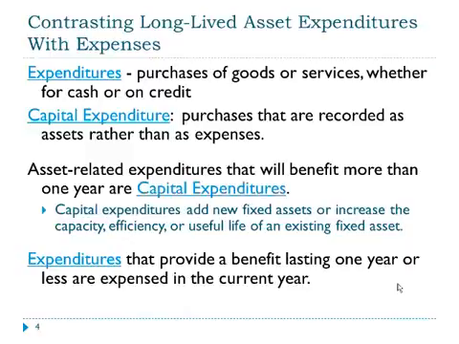Let's get some terminology down. Expenditure is the name for a cash outflow for the purchase of goods or services, whether it's cash or perhaps credit. A capital expenditure is a particular kind of expenditure. These are purchases that are recorded as assets rather than being simply expenses. Asset-related expenditures that will benefit more than one period are called capital expenditures. Capital expenditures add new fixed assets or increase the capacity, efficiency, or useful life of an existing fixed asset. That's the principle that we're going to use in this unit.